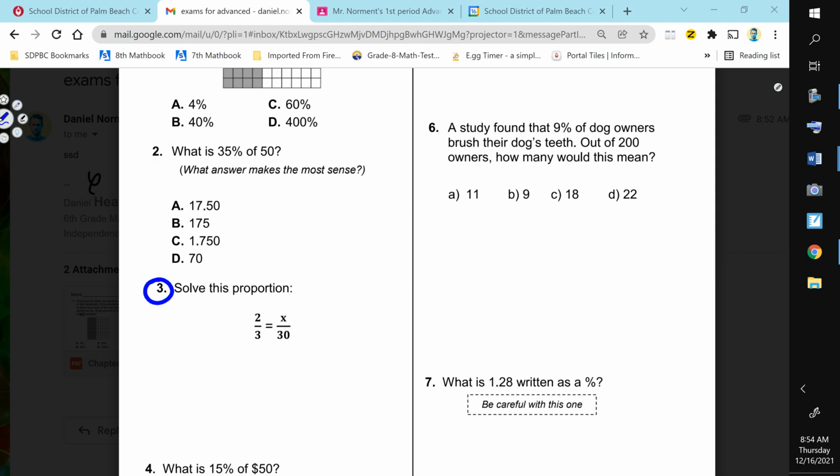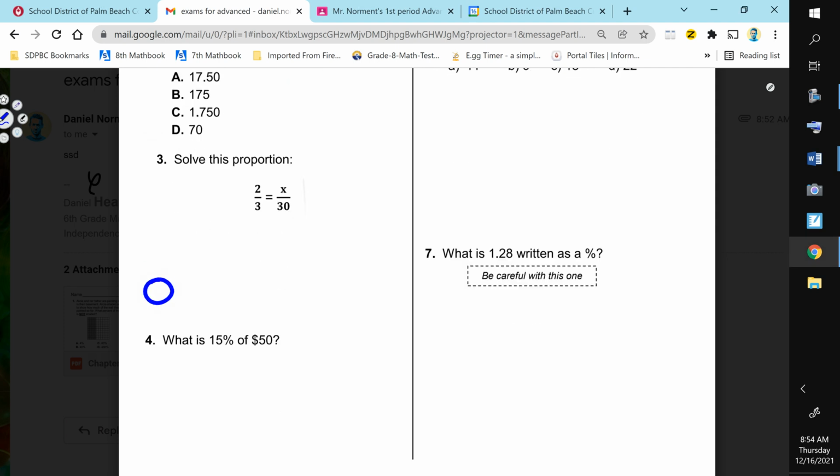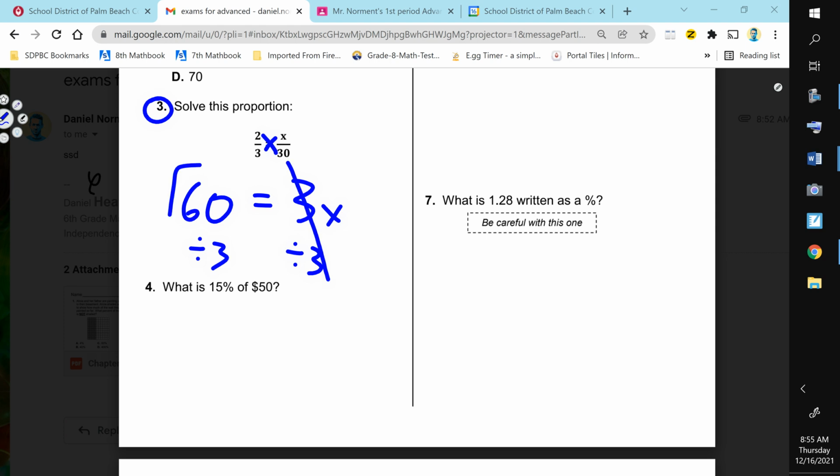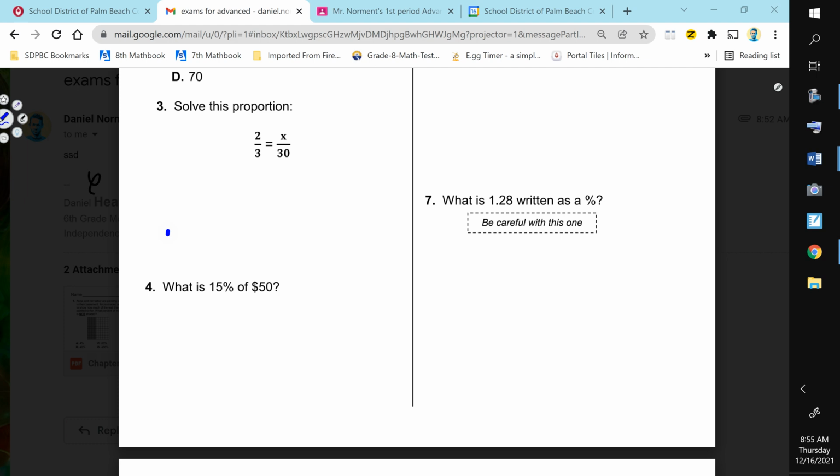Number three, solve this proportion. When you solve that proportion, you need to cross multiply 2 times 30 and 3 times x. And then to get x by itself, you're going to need to divide both sides by 3. Cross out the twins. You do this, you have to do this, and then you'll get your answer. You better not miss that with all that help. That's a lot of good help.